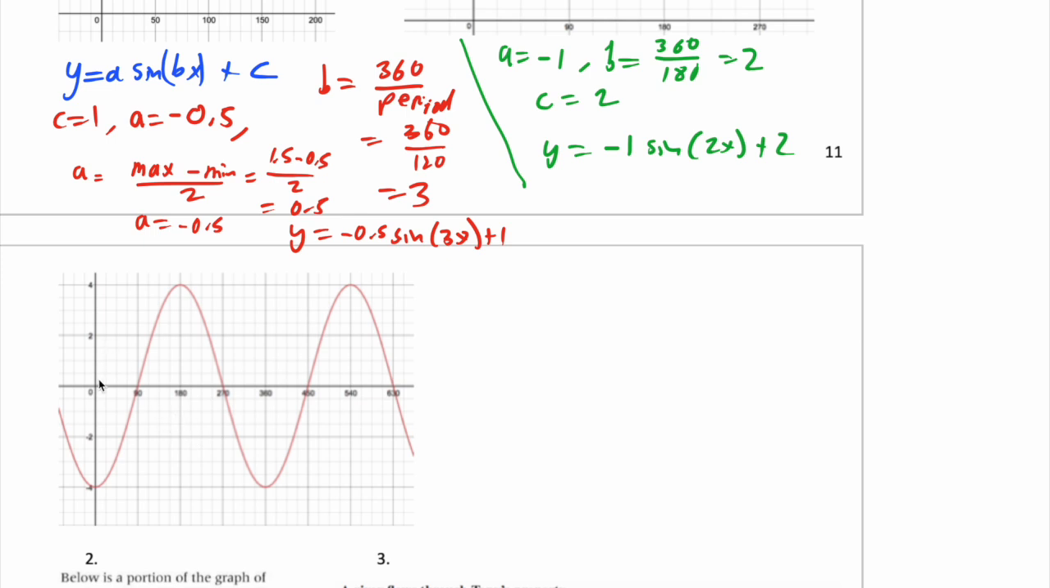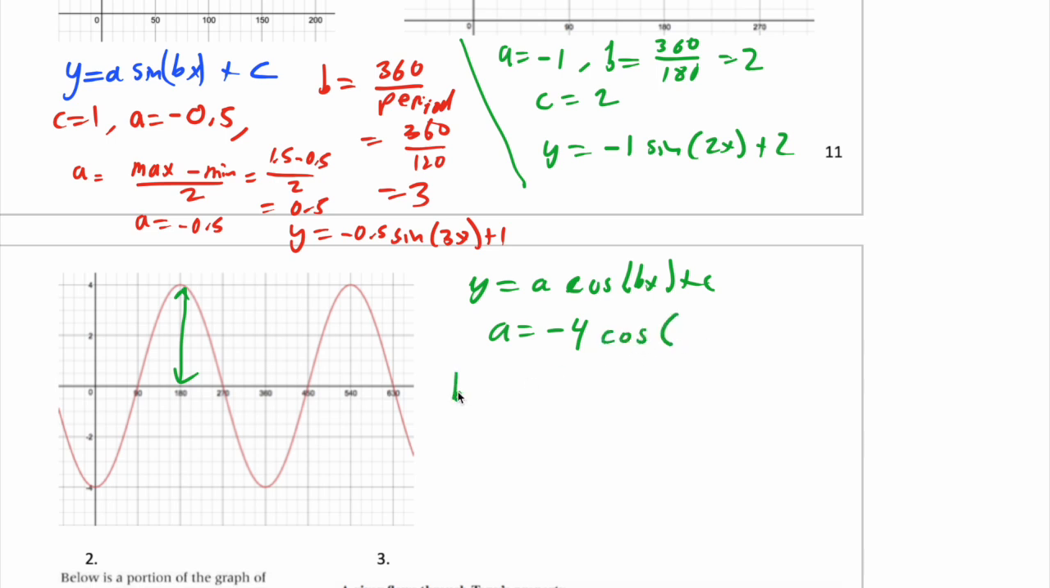Next one. Now this one does not start at the principal axis. It starts at its minimum value. So if it starts at a minimum value or maximum, we're going to do cosine. So this is y equals a cosine bx plus c. And it's reflected again. Normally cosine starts at a maximum, so it's reflected. So a equals a negative number. And you can see here the amplitude is 4, so it's negative 4.